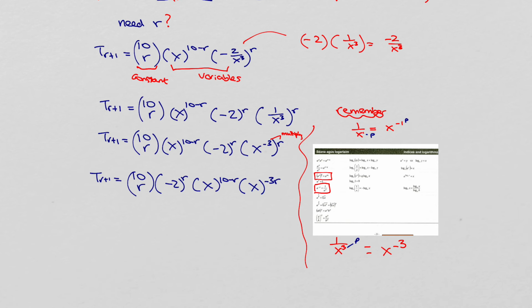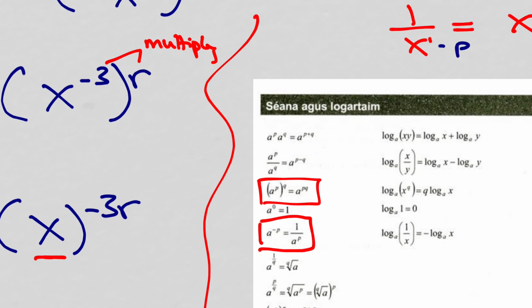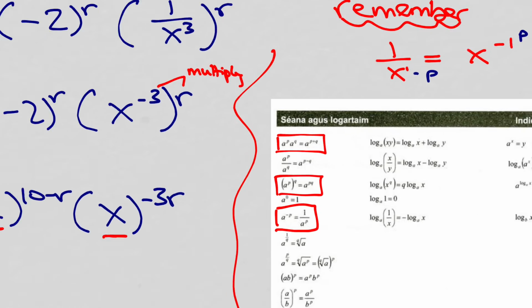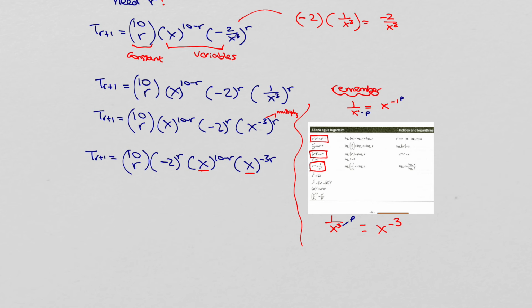And now I have an x raised to a power and an x raised to a power. And if I look at my indices, page 21, that's the first rule. If the bases are the same, we add the powers. So if I look at these, the bases are the same, so I'm going to add the powers. And if I add those powers, I have x to the power of 10 minus r minus 3r. So minus r minus 3r is minus 4r.